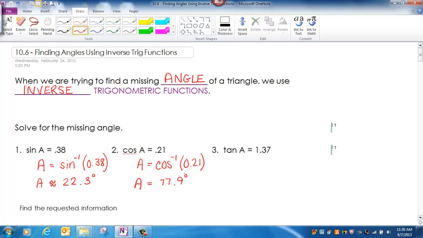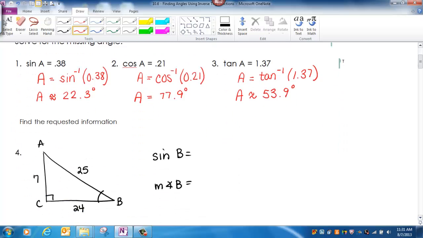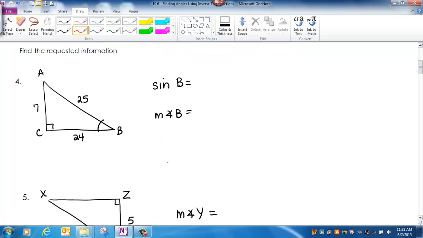Okay, third one, let's practice inverse tangent. So if tangent of angle A equals 1.37, what is the degree measure of angle A? So we're going to use inverse tangent of 1.37. So angle A is approximately 53.9 degrees. Okay, so that just gave us some practice getting comfortable with the buttons on the calculator. Now let's try some examples with the triangle.